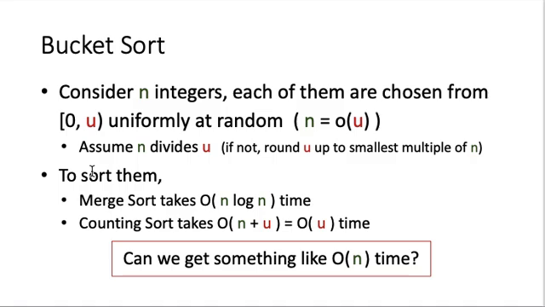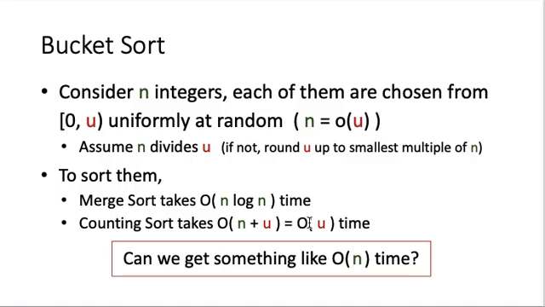Now, if we want to sort these n integers, again, we can always apply merge sort, but it takes n log n time. And we can also use counting sort because they are integers, right? But counting sort takes n plus u time. But u is a lot larger than n, so it takes order u time. And order u in general could be much larger than n log n. So it is very inefficient if we use counting sort.